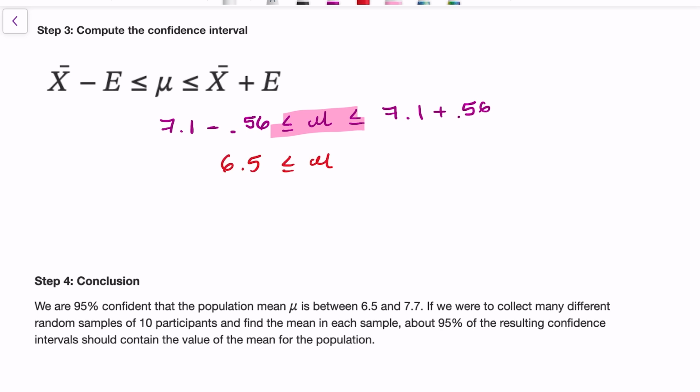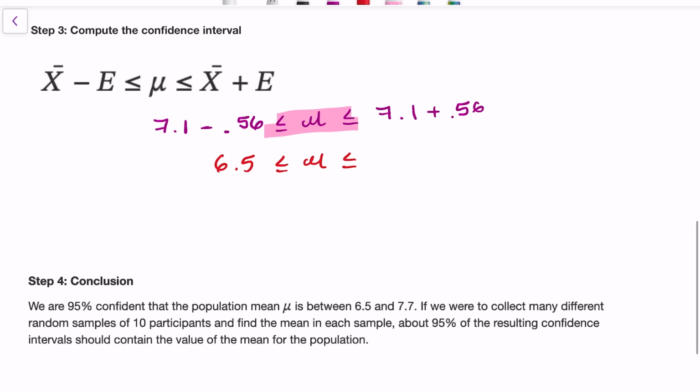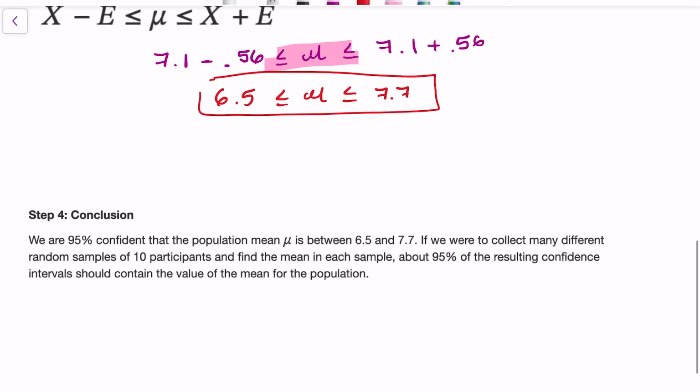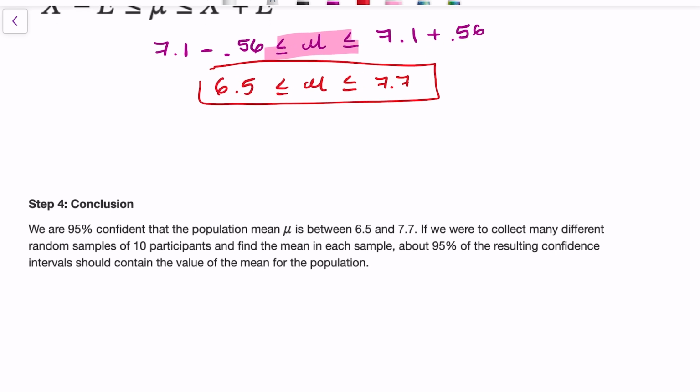On this side, we're going to have 6.5. And on the other upper bound, we're going to have 7.7. So this is going to be our confidence interval. And then we just have to have a little conclusion.